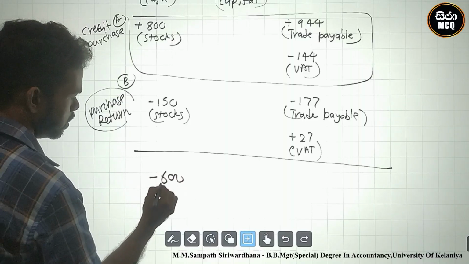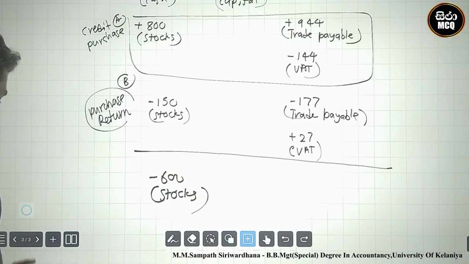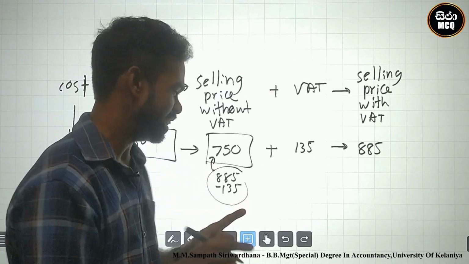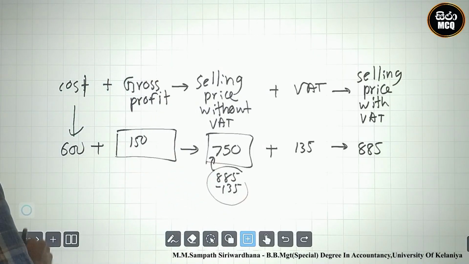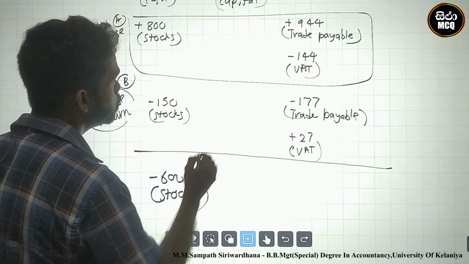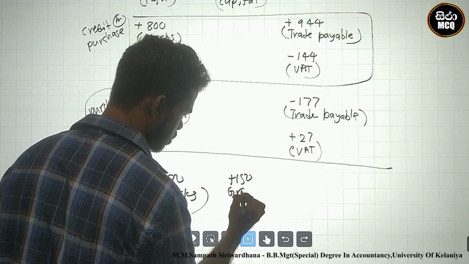600 must be deducted from stocks. After that, the gross profit impacts equity. Equity plus 150. The impact to equity is the 150 gross profit.